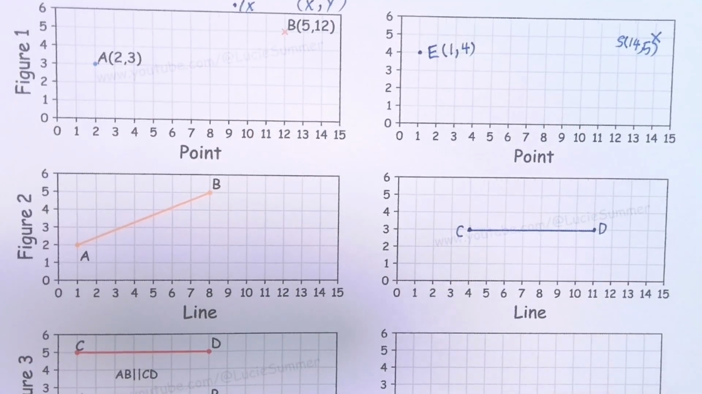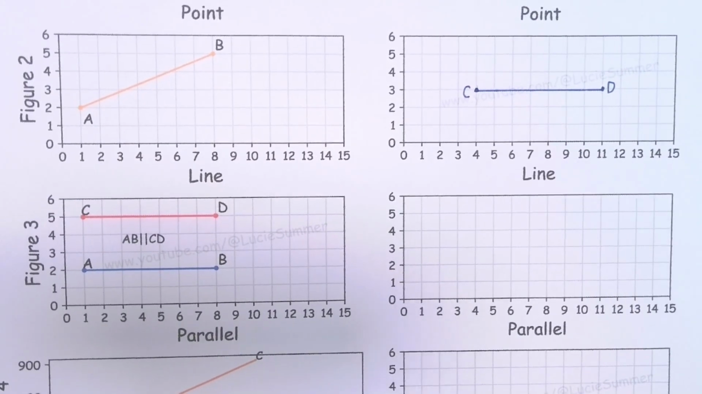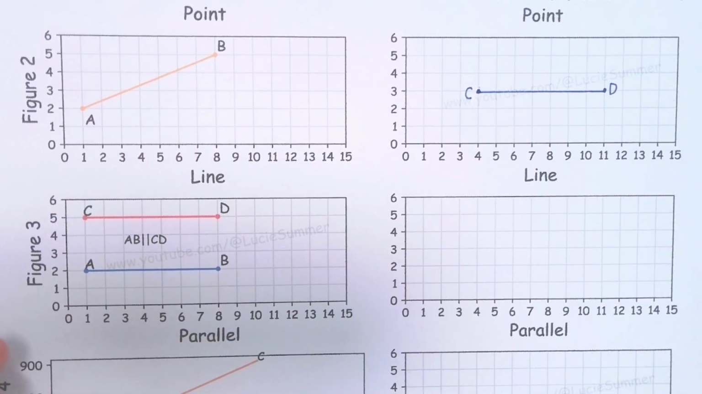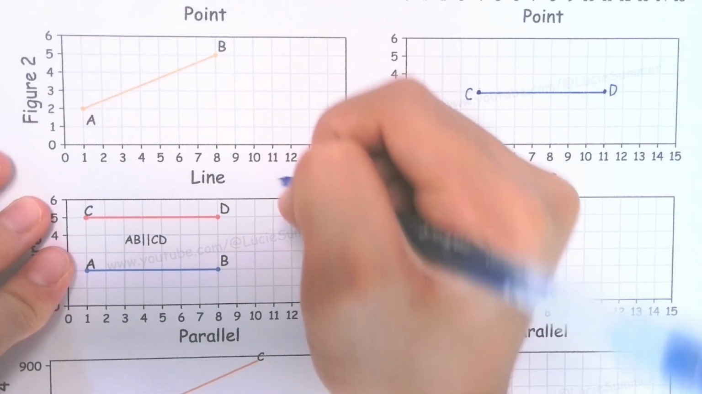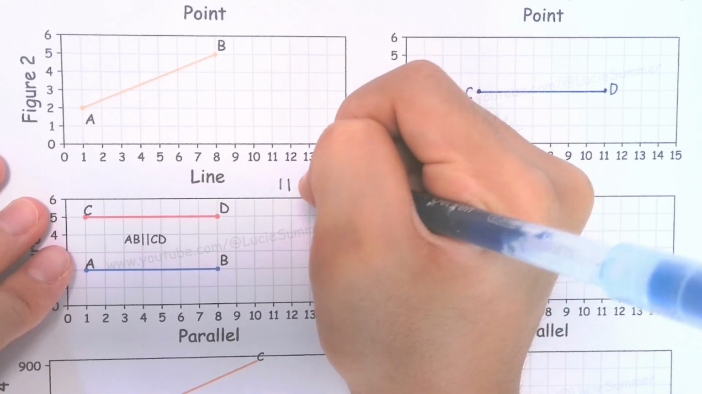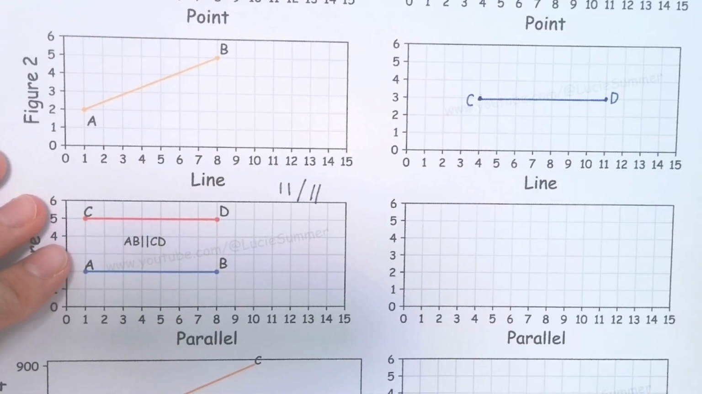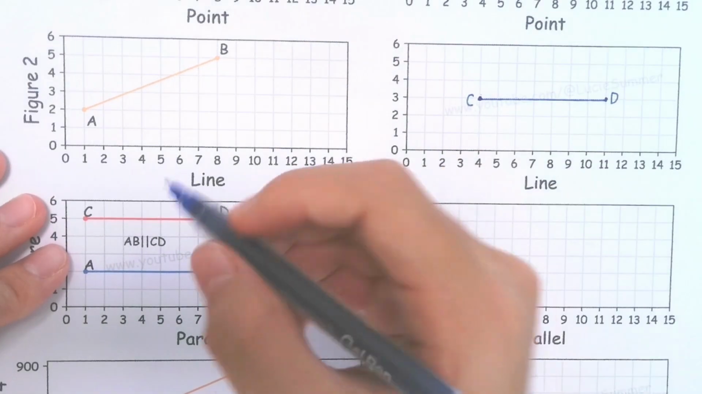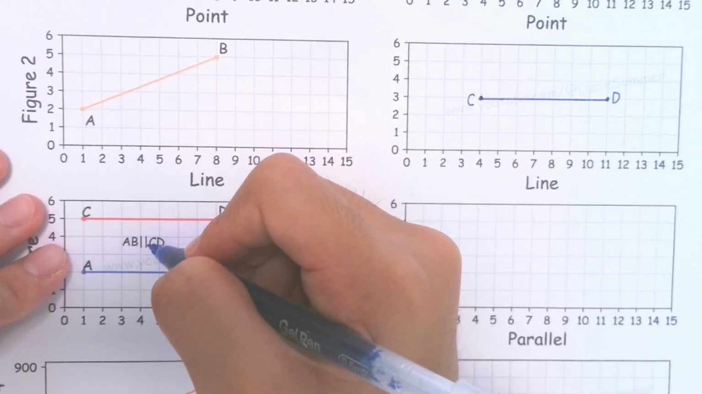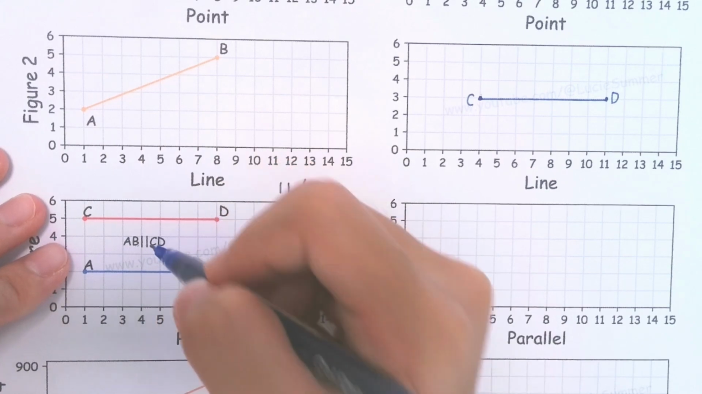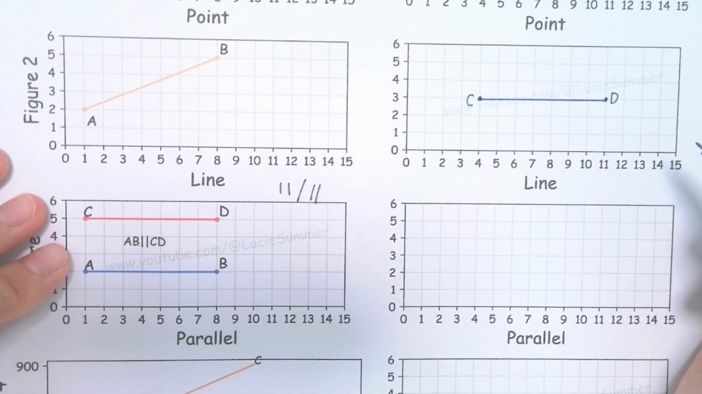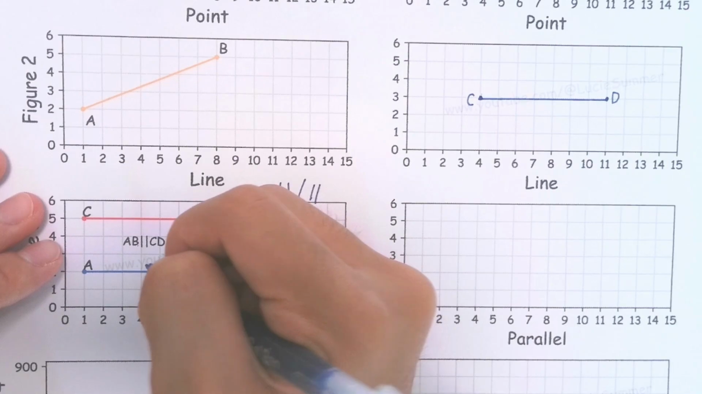Now, let's move on to figure 3. Parallel. A pair of lines that are the same distance apart all along their length are parallel. The symbol is used for parallel lines. For example, AB parallel CD. Lines that are parallel are marked on the diagram with arrows, like this.